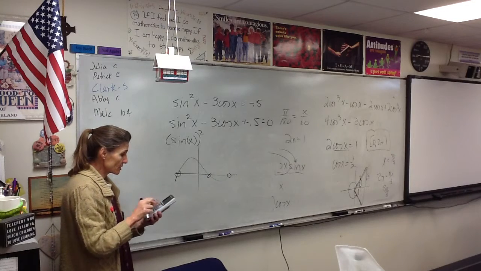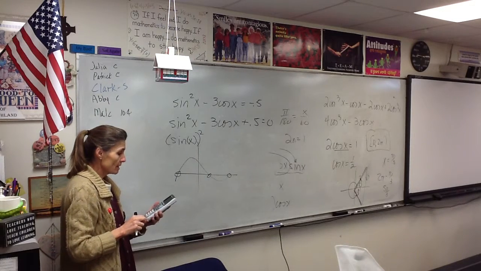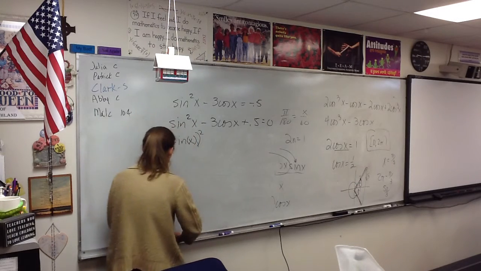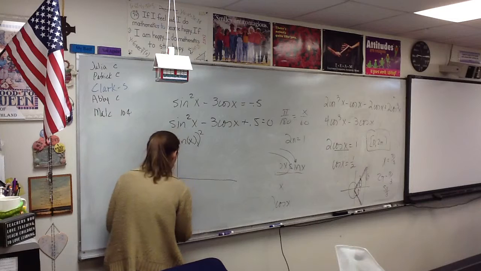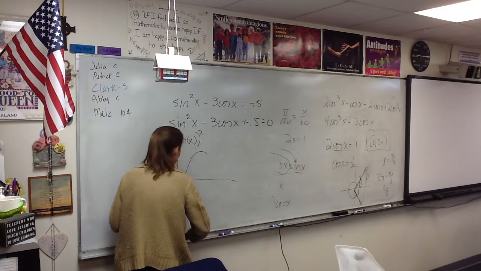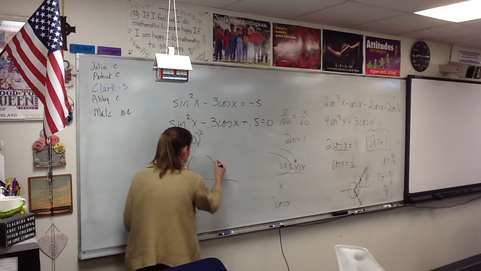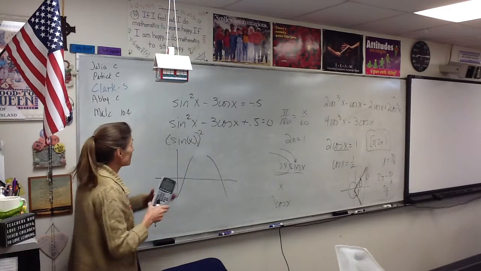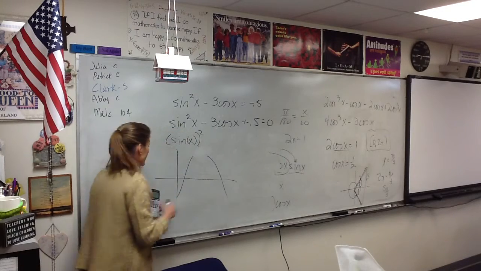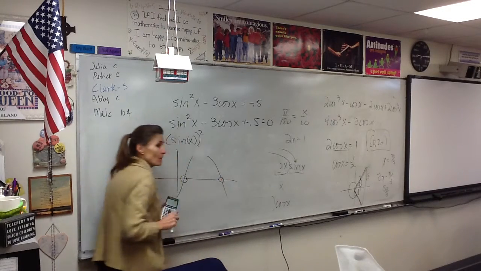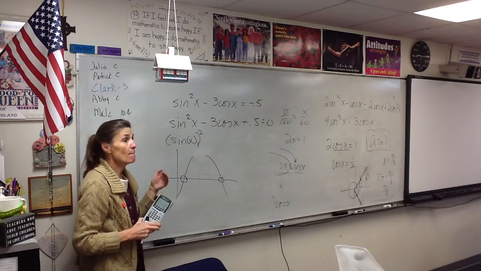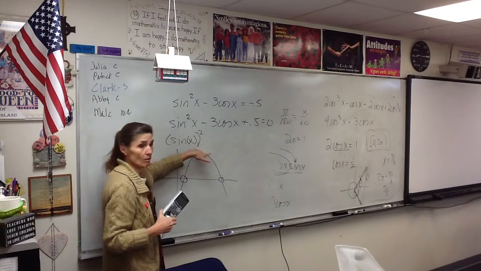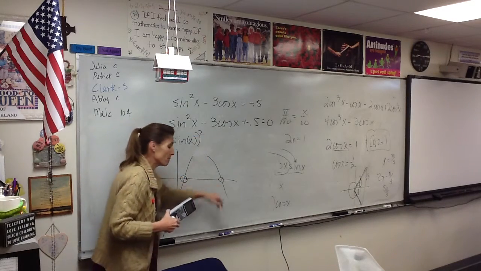Okay, so when I sketch this thing, mine looks like this with the window I have set up. It's coming up, whoops, and I can't see this part. It comes up and then it comes back down. Do I care that I can't see that? No. Because if I am solving this equation, the only two points I care about are those. If I needed a maximum, then I would care about that. But right now, I only care about those two points.